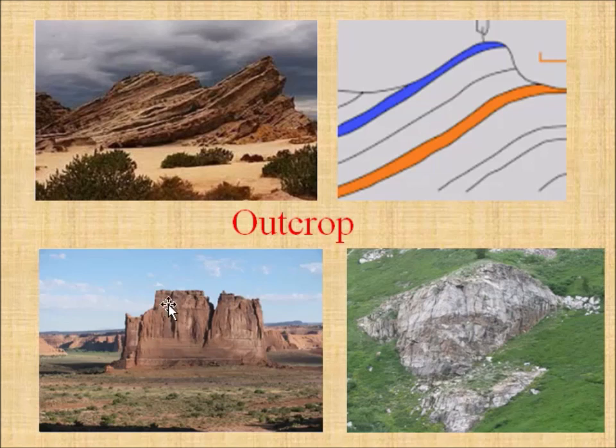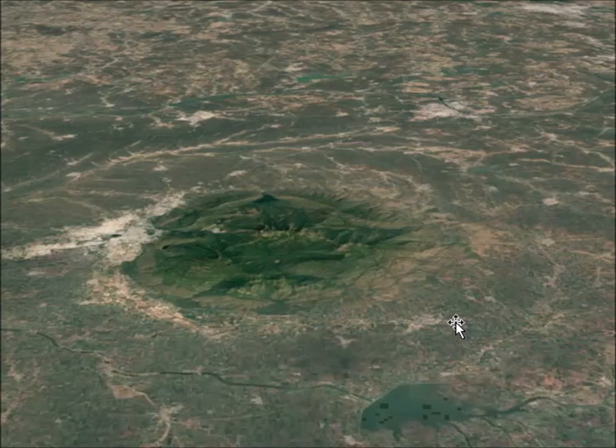So like this, these are the rocks. They are emerging out of the earth's surface. They are popping out of the earth's surface. So they may be of any dimension, any size, any shape. So these are some of the photographs of the outcrop where you can understand that at this place we don't find the outcrop, but here we can see that the rocks have emerged out on the earth's surface.